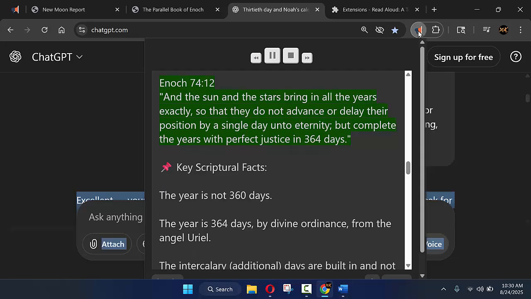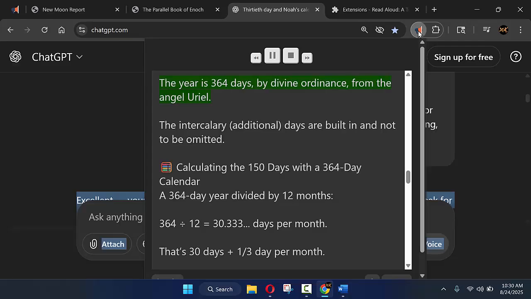Enoch 74:12. And the sun and the stars bring in all the years exactly, so that they do not advance or delay their position by a single day unto eternity, but complete the years with perfect justice in 364 days. Pushpin: key scriptural facts. The year is not 360 days. The year is 364 days, by divine ordinance, from the angel Uriel. The intercalary, additional, days are built in and not to be omitted.